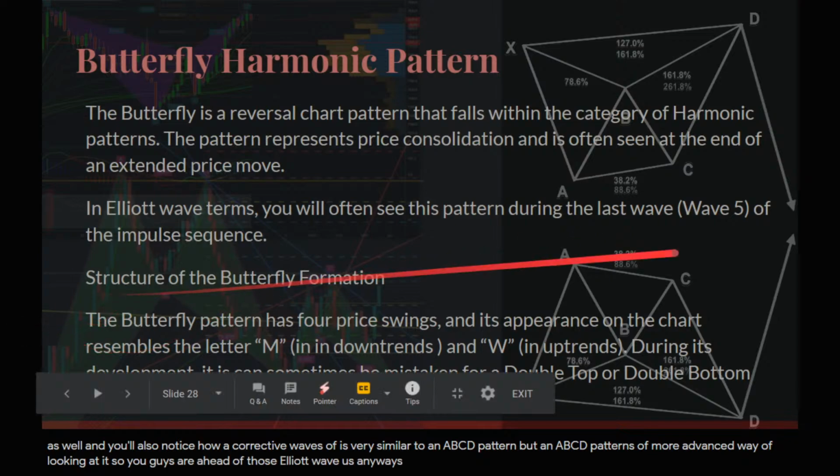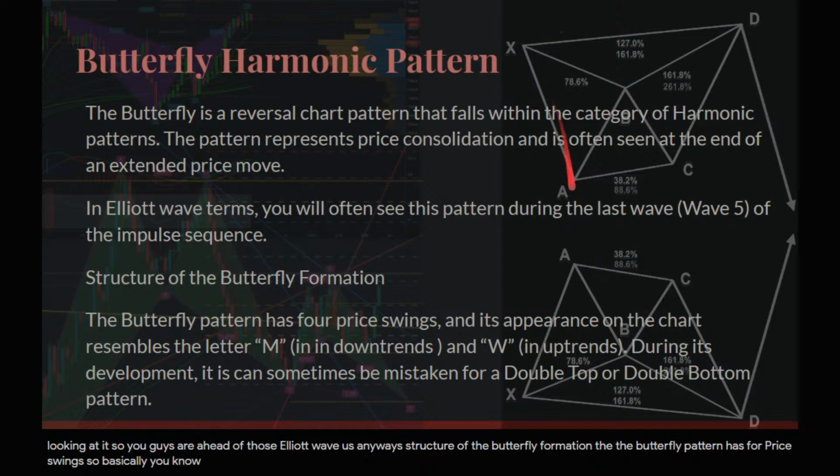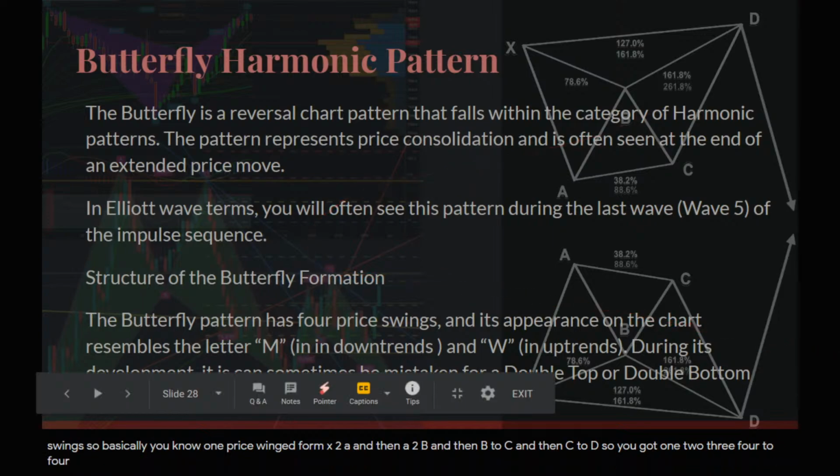Anyways, the structure of the butterfly formation. The butterfly pattern has four price swings. So basically, one price swing from X to A, and then A to B, and then B to C, and then C to D. So you've got one, two, three, four to form the M or W, I guess you could say.